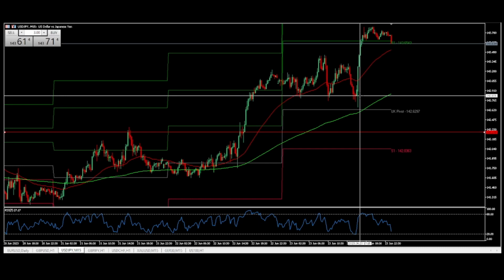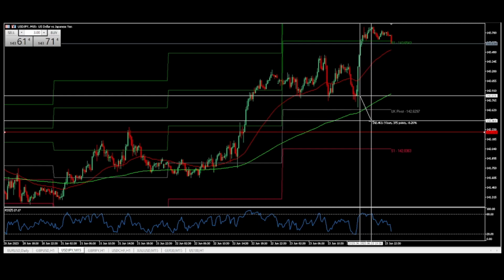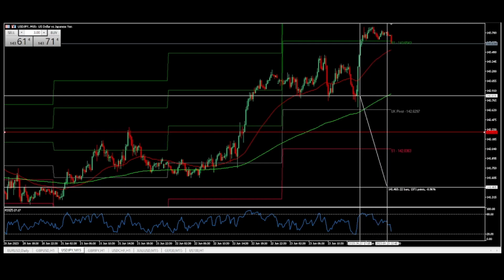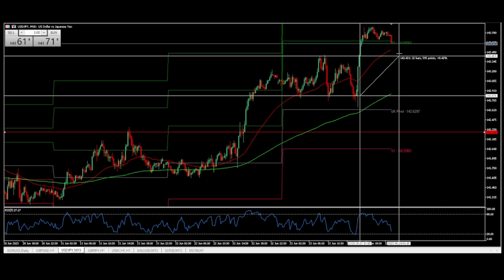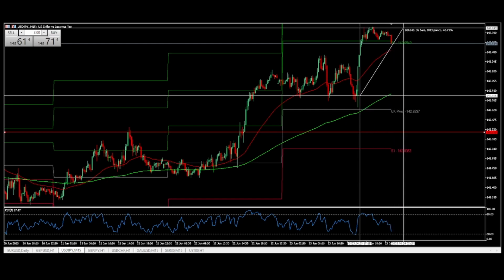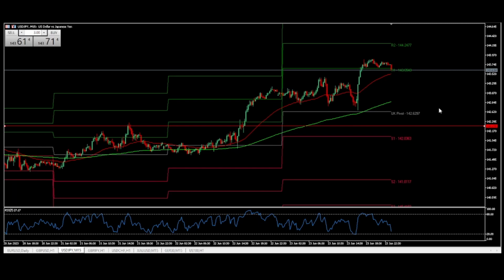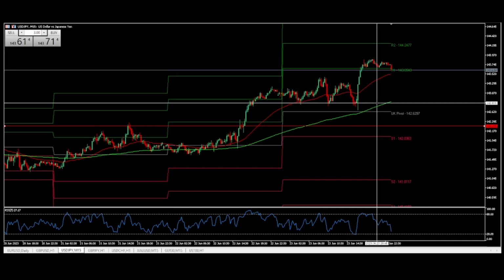The only thing with this one was, to be able to take this trade, you would have to risk at least 130 pips to be able to gain, well, where it is now, 100 pips. So yeah, I mean, it's probably not a good trade to take in terms of risk management.